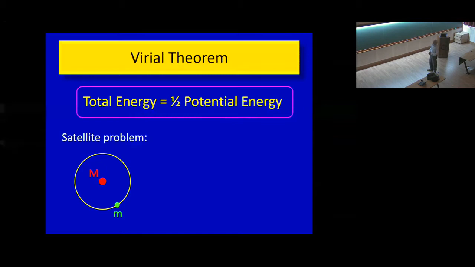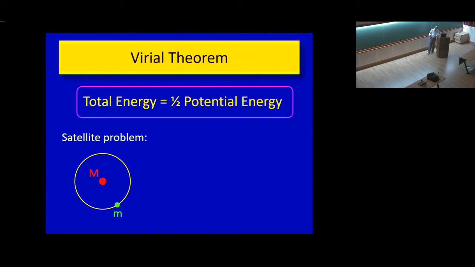Let me first remind you of the Virial Theorem. The Virial Theorem is something that you would have encountered in mechanics. It's a very powerful theorem which says that under suitable circumstances of steady state, the total energy of the system must be equal to 1/2 the potential energy. Now, if you haven't encountered this theorem, let us test it out with a simple problem of Newtonian mechanics.